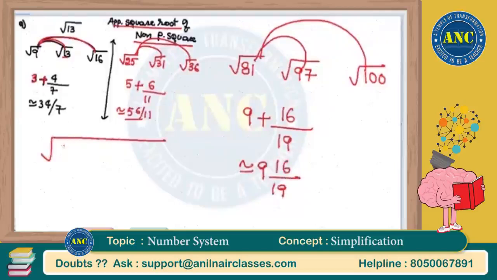If the root number of digits is increasing, it is 3 digits, 4 digits, 5 digits, the number of digits is increasing.